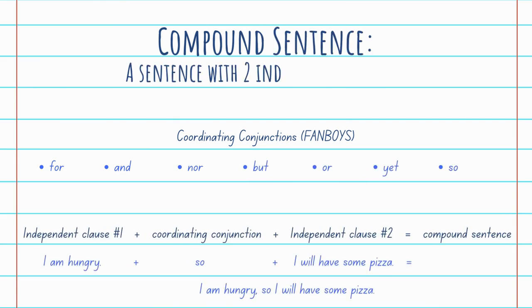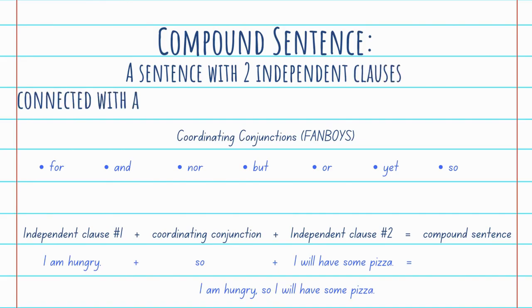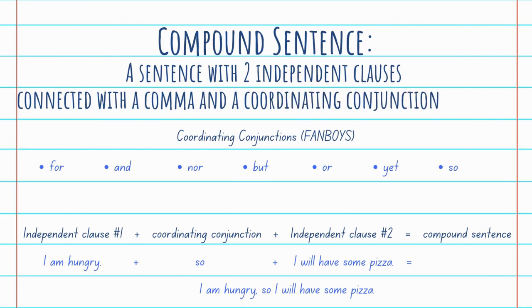Okay, moving on to compound sentences. A compound sentence is a sentence with two independent clauses connected with a comma and a coordinating conjunction. One of the 7 FANBOYS. The coordinating conjunctions, those FANBOYS, are for, and, nor, but, or, yet, and so.